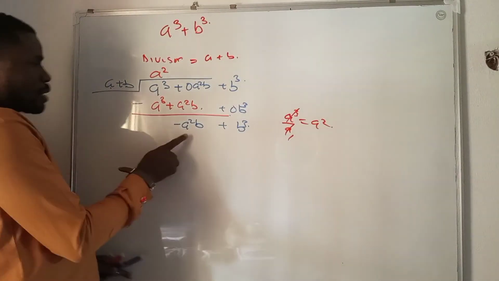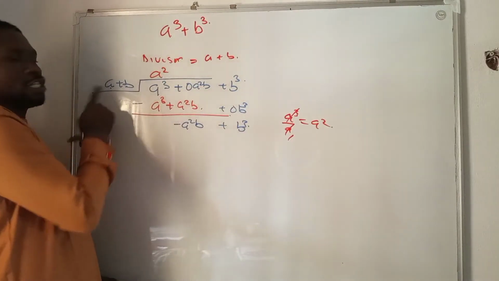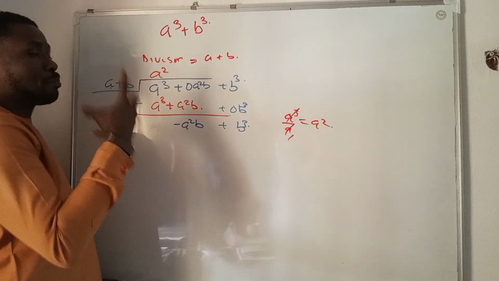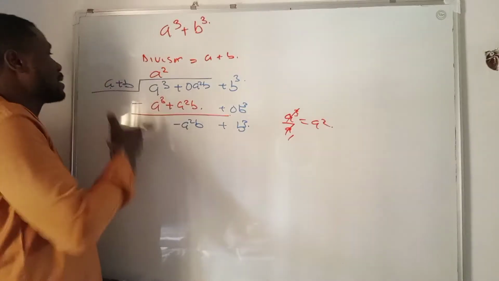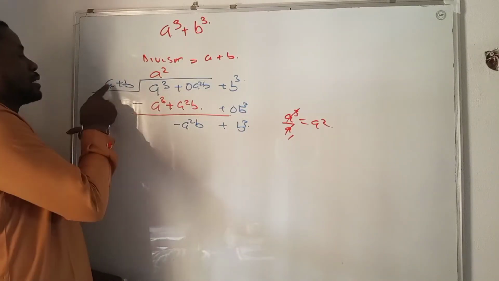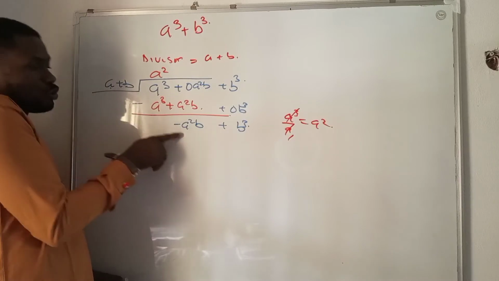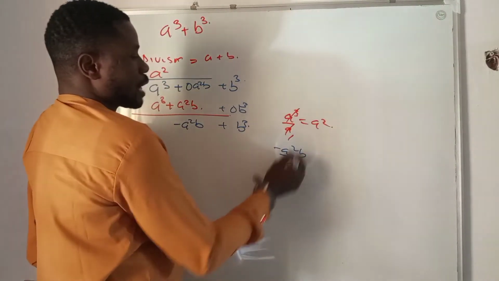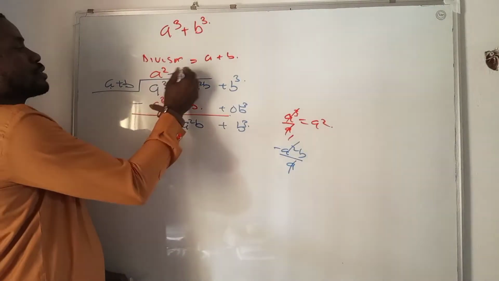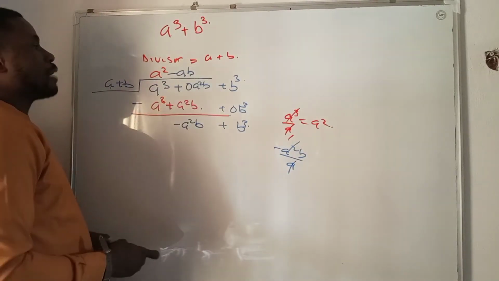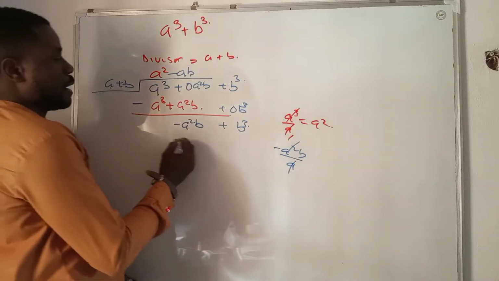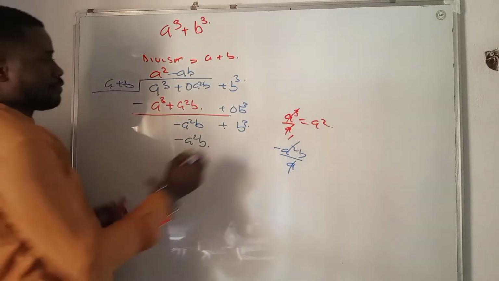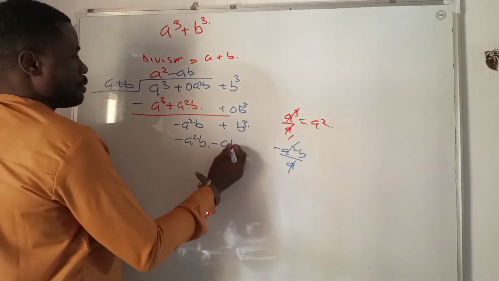Now, again, because this a is power 2, this a is power 1, I'll continue to divide. Normally, you have to continue to divide until the power of the a is less than the power of this a. Now, I will say a squared, this a into this. That is to say, minus a squared b divided by a. This will cancel one of the a's here. You have minus ab. And that minus ab times this will give us minus a squared b. Now minus ab times this will give us minus ab squared.